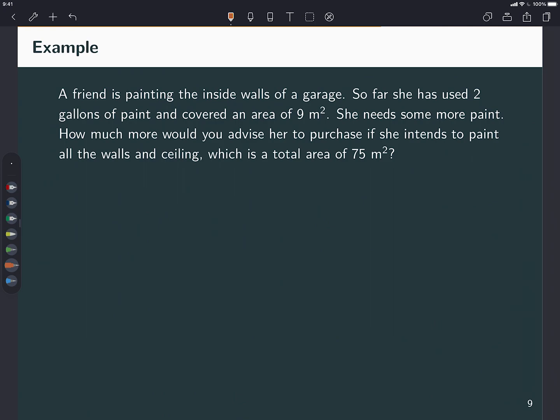So this is just a ratio between the gallons of paint and area. So if you put a ratio called something like gallons over area, the ratio is she used 2 gallons, right, for 9 square meters. I don't need to put the units, this 2 to 9, so 2 gallons for every 9 meters of painting. Now she needs to purchase more paint, so the unknown is the gallons of paint.